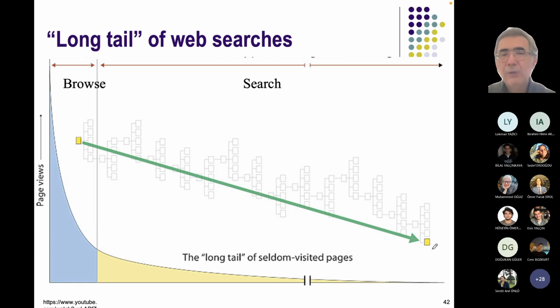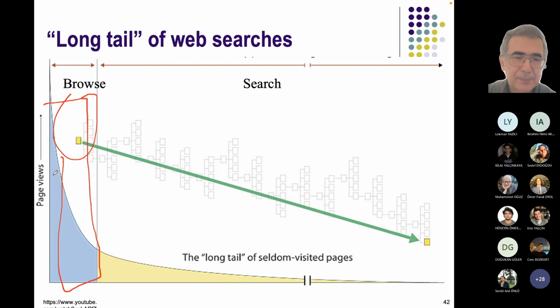Therefore, when we look at the landing profile of a website, browsing and navigation is on the left. There are significant people who are coming by direct landing, direct typing, but some people are coming with the search engines.